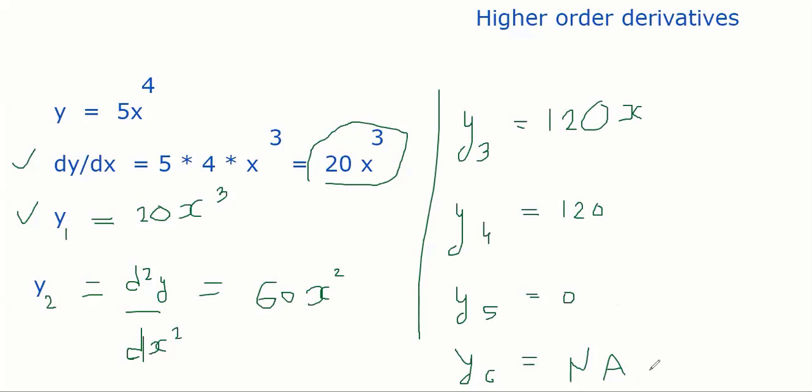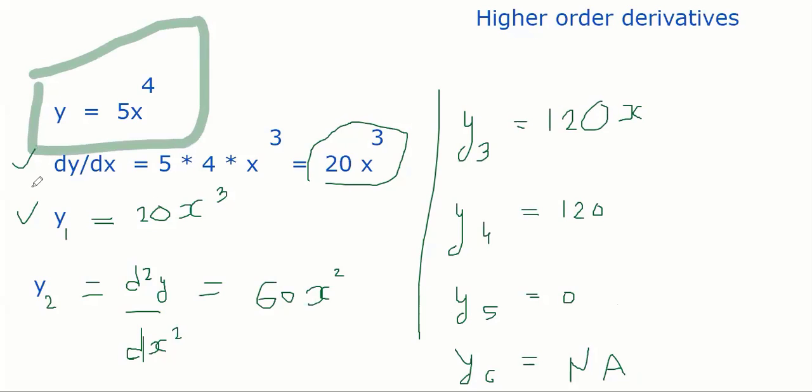The point I'm trying to make here is not about y6. It's about this function: dy by dx, d2y by dx square. First order derivative, second order derivative, third order derivative, fourth order derivative, fifth order derivative. That is known as higher order derivative. That is the meaning of higher order derivative. Okay.